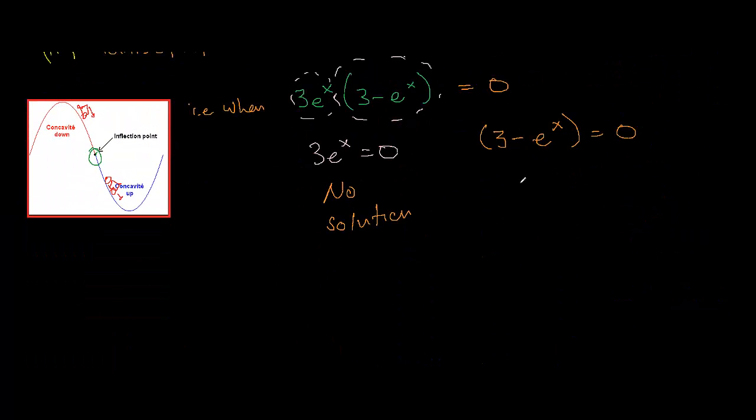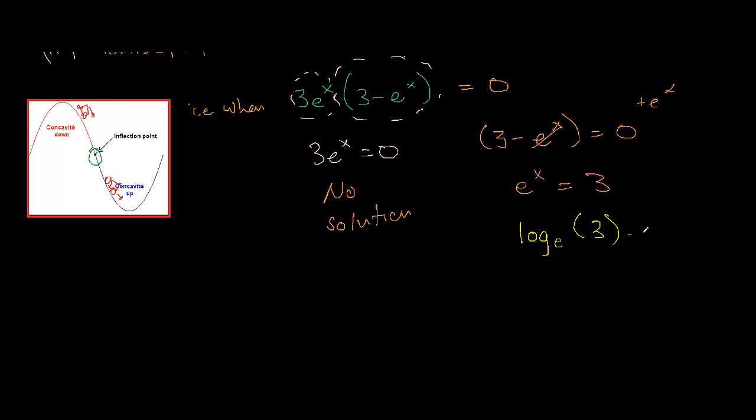However, if we go e to the x, and so we add e to the x over to the other side, so I've just added e to the x over here, so plus e to the x over here, and that got rid of it here, and then I'll just swap those two around. Sorry, if that was confusing. Now what we can do is try and solve for x. So let's use logarithms here.